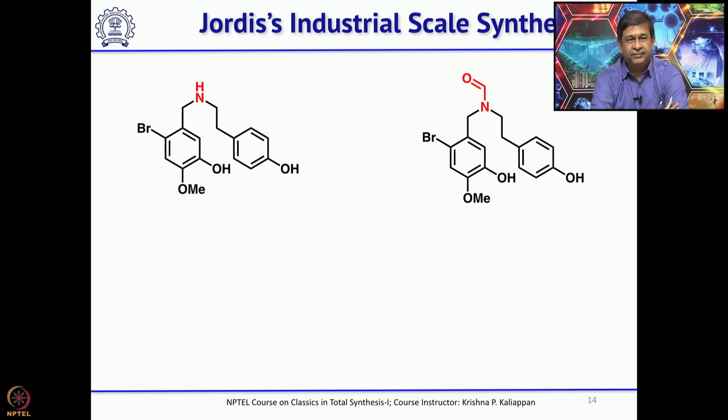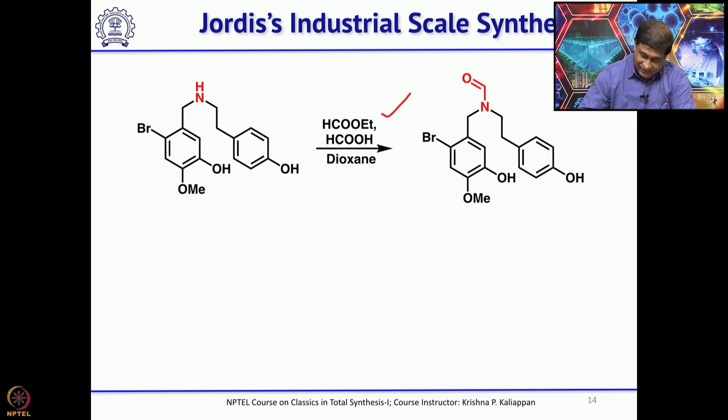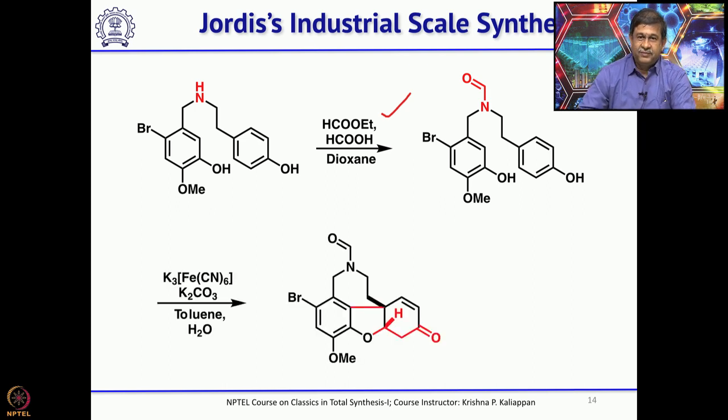So once you have this amine, you have to protect that amine. So the amine can be protected as N-formyl derivative. That is normally done by treating with ethyl formate and formic acid. Here comes the key reaction, that is the oxidative coupling of phenols. That reaction worked very well, and you can see the oxidative coupling followed by oxa-Michael addition gives this very advanced intermediate. Now what is required from here?